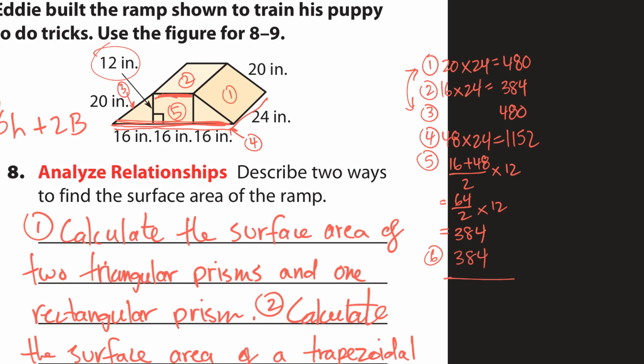Now the surface area is going to be the sum of all of these areas. So it's that plus that plus that plus that plus that plus that. And I'm going to add those up. So 384 plus 384 plus 1,152 plus 384. Another 384. That's interesting. Plus 480 plus 480 is 3,200. Oops.